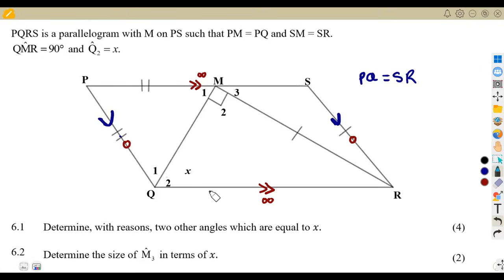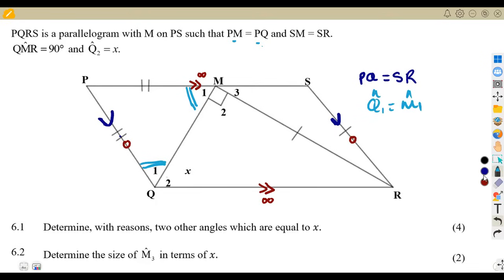They are saying PM is equal to PQ. PM and PQ are equal, so we have an isosceles triangle. Remember, from the equal sides we obtain equal angles opposite them. So M1 and Q1 will be equal. This angle M1 is equal to Q1, which are the base angles of an isosceles triangle, the angles opposite the equal sides. So angle Q1 is equal to angle M1.